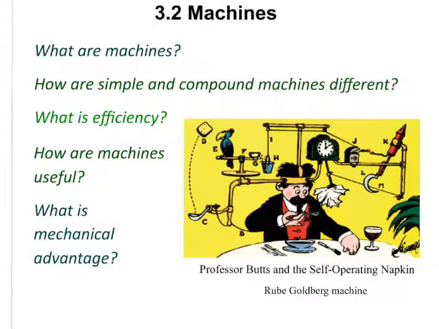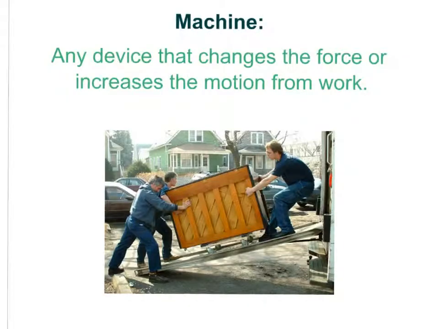These are some topics we're going to be looking at in this video. What are machines? How are simple and compound machines different? What is efficiency? How are machines useful? And what is mechanical advantage? And I know you've seen this from the Rube Goldberg machine from our last video. Certainly machines can be a little bit more useful than that, I think.